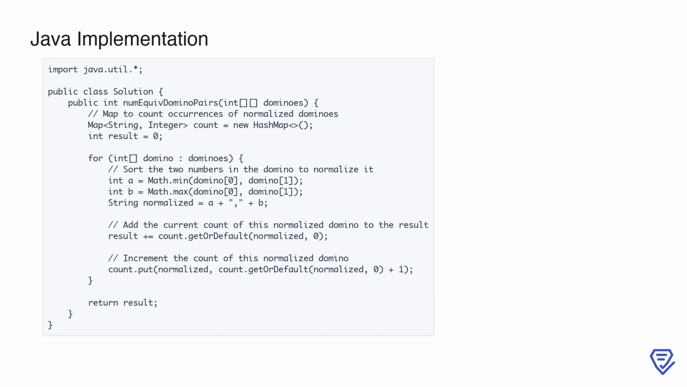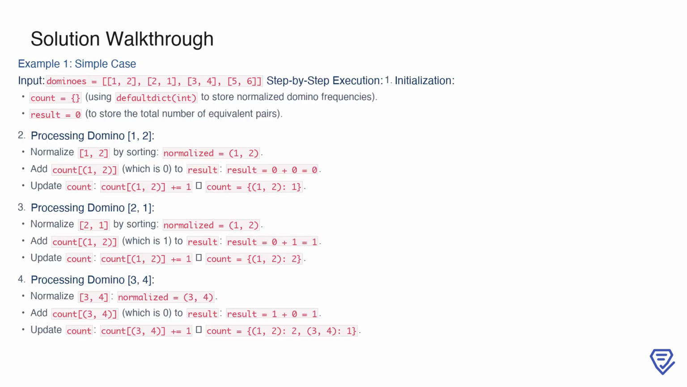defaultdict. To solve this problem, we start by initializing an empty dictionary called count using defaultdict to store the frequencies of normalized domino pairs. We also set our result variable to 0, which will keep track of the total number of equivalent domino pairs. Now, for the first domino, [1, 2], we normalize it by sorting the values, resulting in the tuple (1, 2). Since this is the first time we've seen this pair, we add the current count of (1, 2), which is 0, to the result. The result remains 0. We then update the count for (1, 2) to 1.